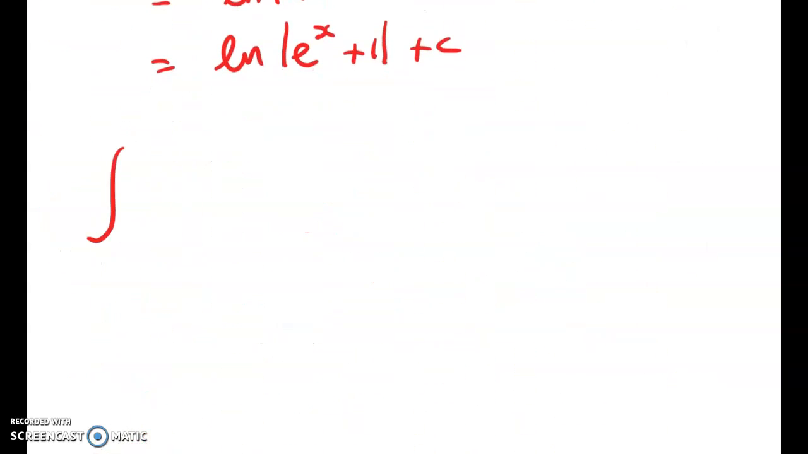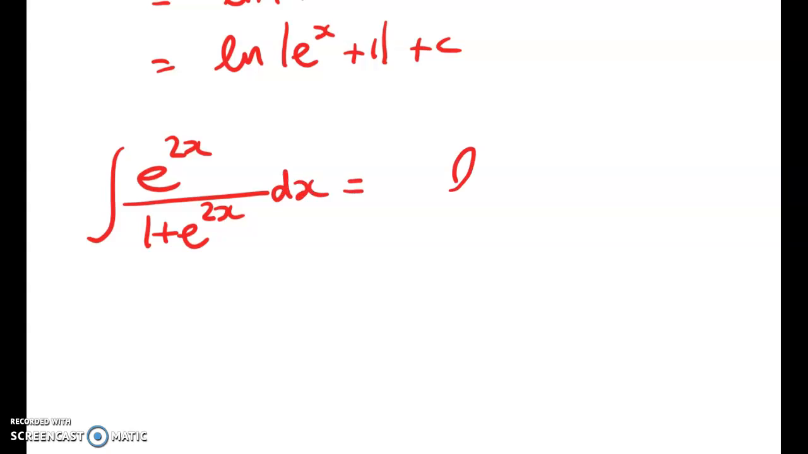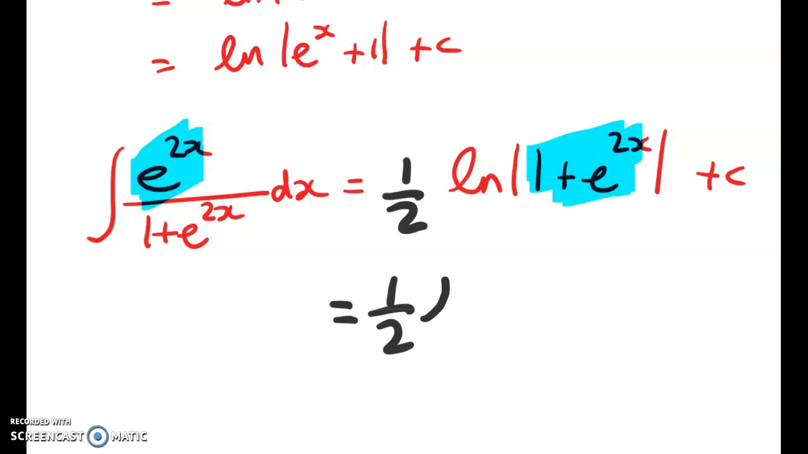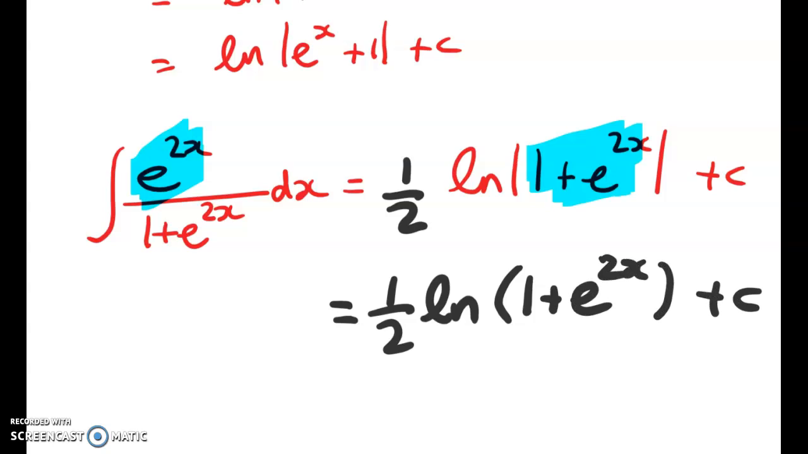So the integral of e to the 2x over 1 plus e to the 2x dx is going to equal something times the natural log of 1 plus e to the 2x plus c. But when I differentiate the inside function, working backwards to check my answer, I'm going to get 2e to the 2x. But I don't want that, I've only got 1e to the 2x. So I have to multiply through by 1/2. So my final answer here would be 1/2 times the log of 1 plus e to the 2x plus c.